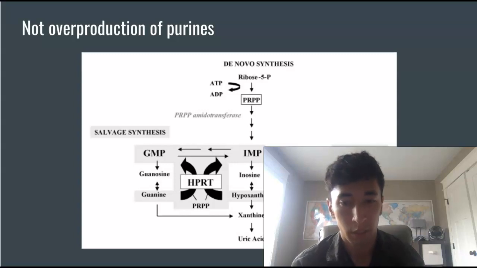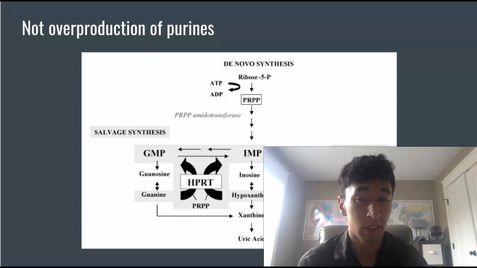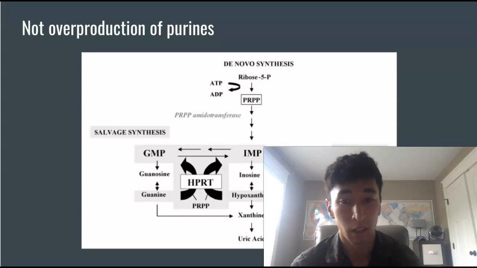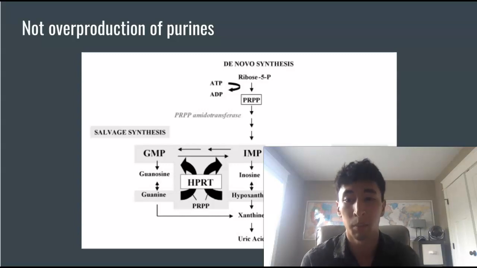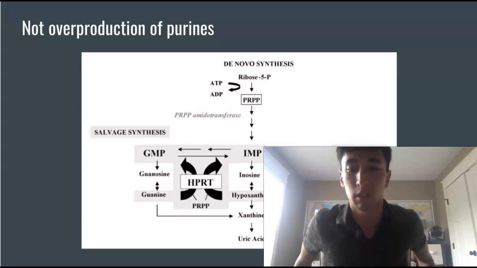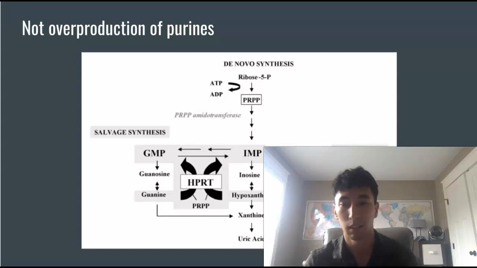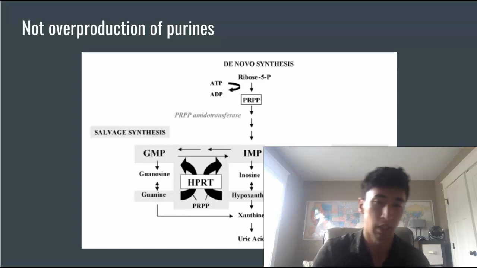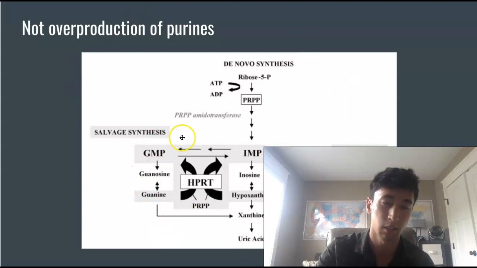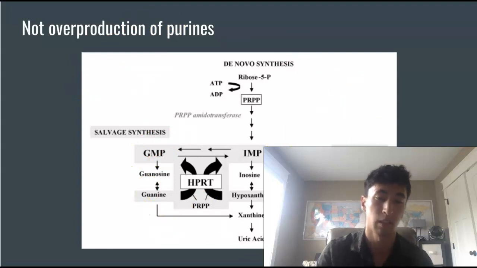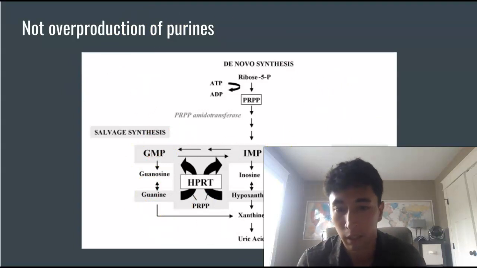Another important enzyme of the purine metabolism is in the de novo purine synthesis pathway, the PRPP aminotransferase. PRPP is used as a co-substrate with the HPRT in the salvage synthesis of the purine bases hypoxanthine and guanine. We can see how all of this interacts with each other in this graph.